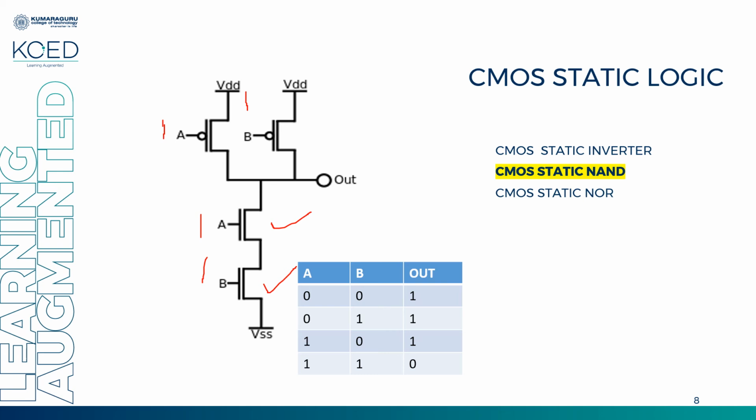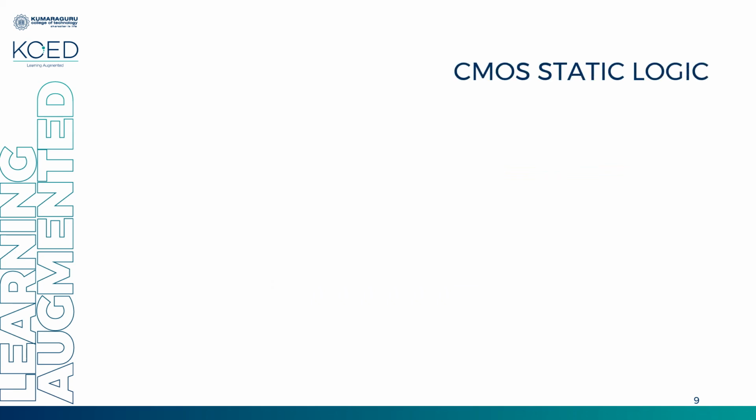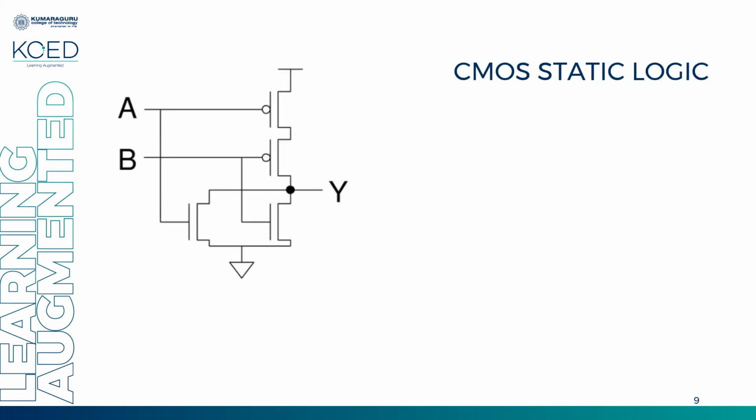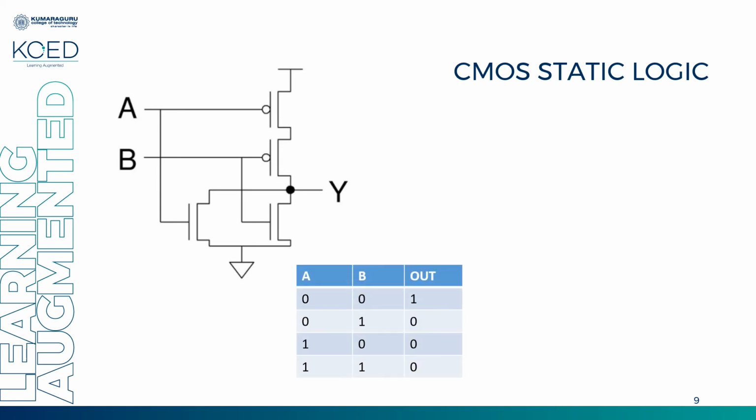But hope you know the basics. If you want to design A dot B, then NMOS has to be in series and PMOS has to be in parallel, and vice versa for OR gate. So you can see in this OR gate, your PMOS is in series and NMOS is in parallel. So now let us check the truth table for this also.